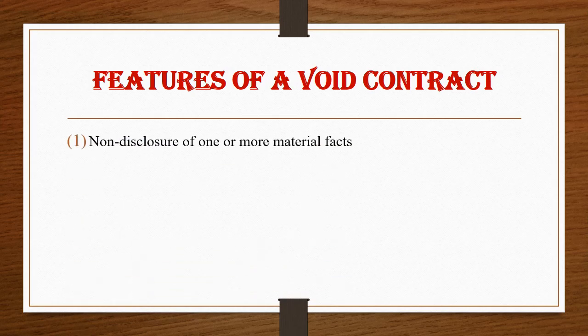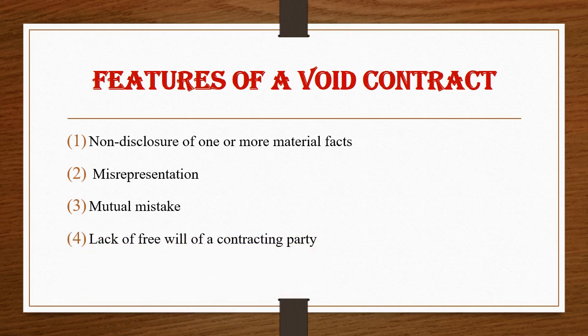The features of void contract include, first one, non-disclosure of one or more material facts. Second one, misrepresentation. Third one, mutual mistake. Fourth one, lack of free will of a contracting party. Fifth one, a material breach of the terms of the contract. So the features of a void contract are non-disclosure of one or more material facts, misrepresentation, mutual mistake, lack of free will of a contracting party, or a material breach of the terms of the contract.